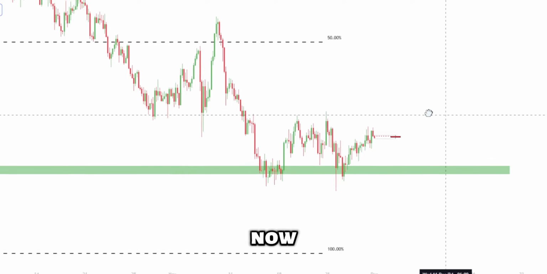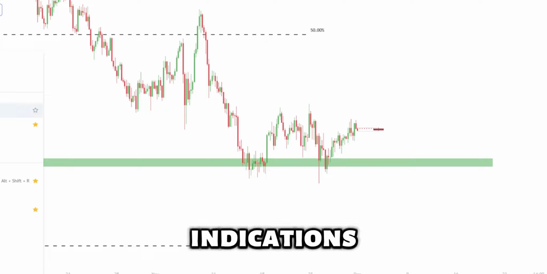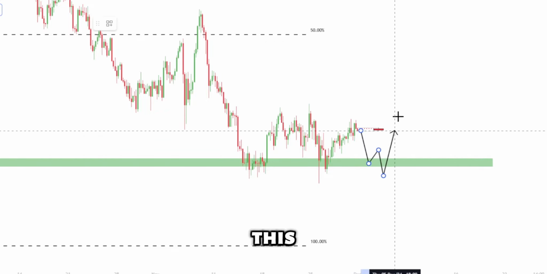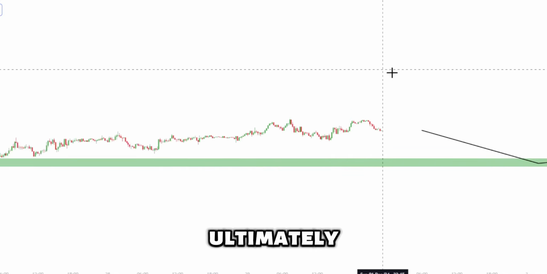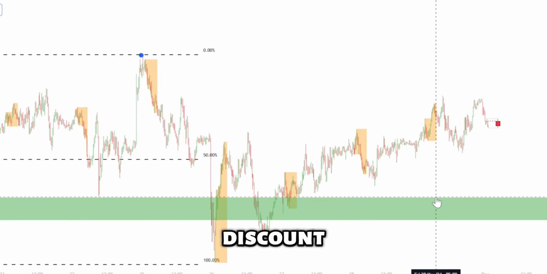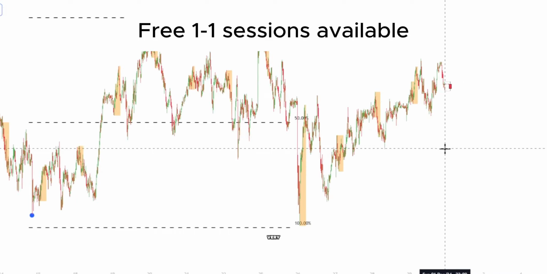With that being said, now we have a 50% over here. We're below the 50%, which can give us indications to look for buys, right? So I do want to see price do something like this and then ultimately head higher, right? Ultimately just head higher. And the reason for that is because we're in a higher time frame discount and we've just mitigated a higher time frame level. So from here, it's very, very simple.